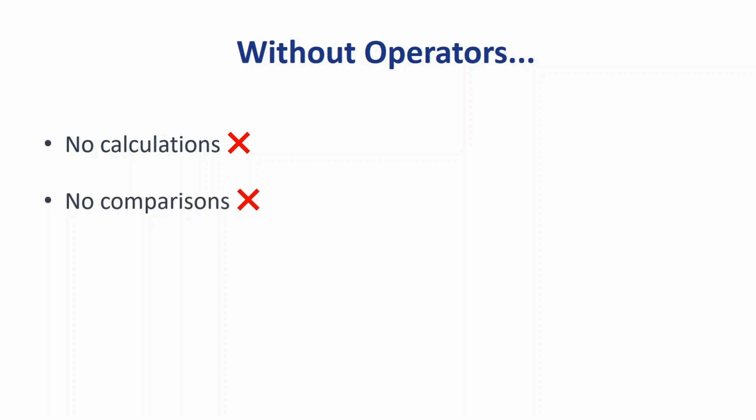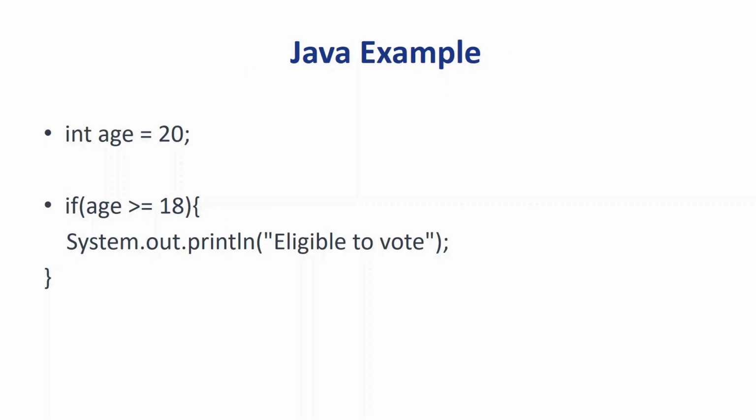What if the operator does not exist at all? If the operator does not exist, we cannot do any calculations, we cannot do any comparisons, we cannot make any decisions. Our programs will only store the data. As you can see in this Java example, int age equals 20, so inside age we are storing the value 20. But as we know, the age to be eligible to vote is 18. So we need to compare the value, right? We need to compare 20 with 18. For that, we use operators.